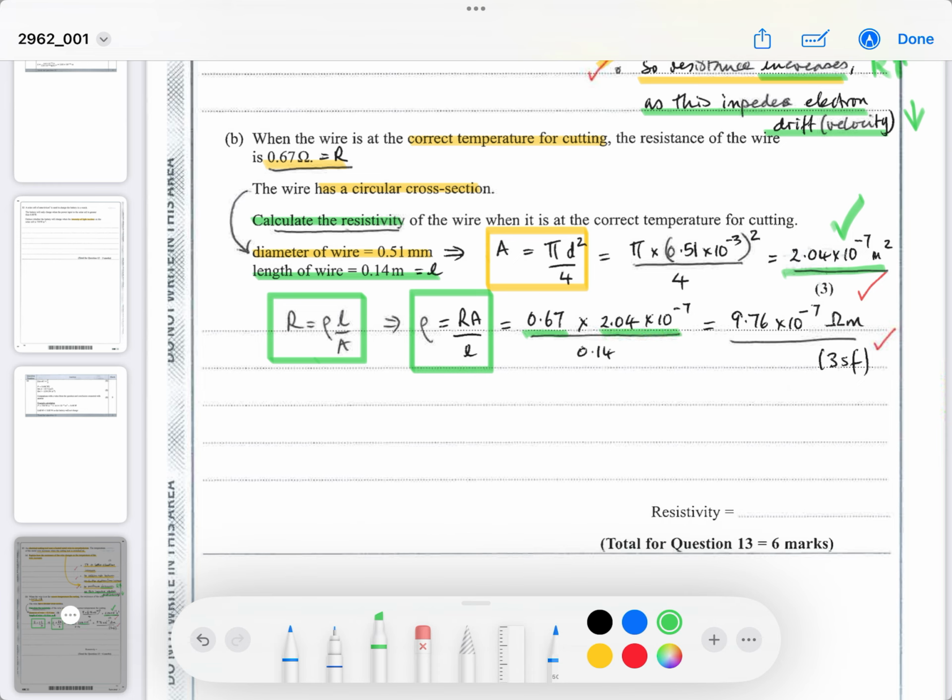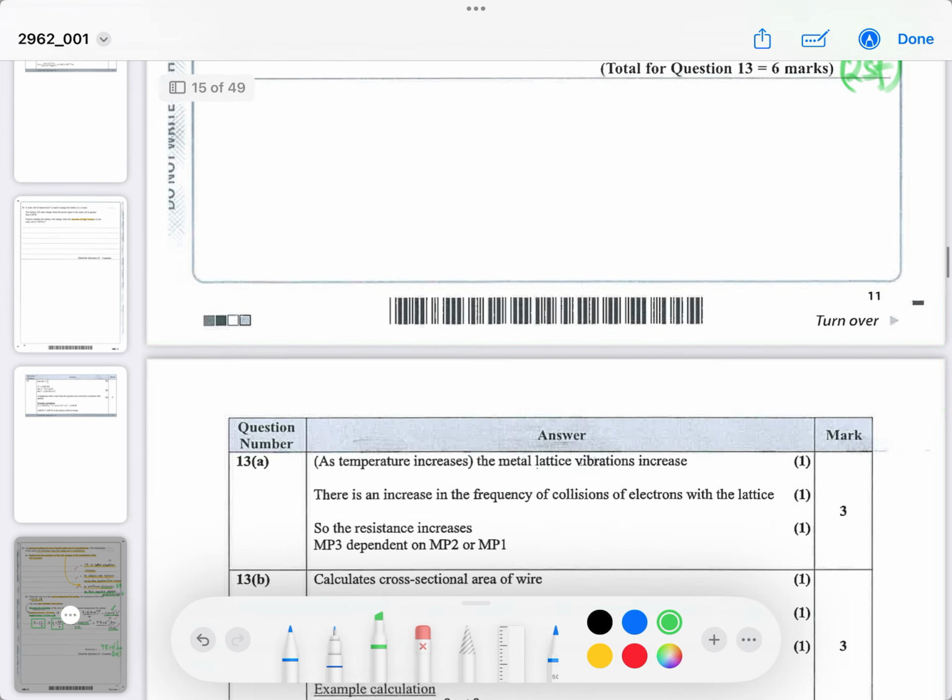And you get 9.76 times 10 to the minus 7 to 3 significant figures, and you can probably round it up to 9.8 times 10 to the minus 7 ohm meters. Don't forget the units, okay? It's just good practice to always remember the units. I think 2 significant figures is appropriate because the data is all given to 2 significant figures. So that's another question done.